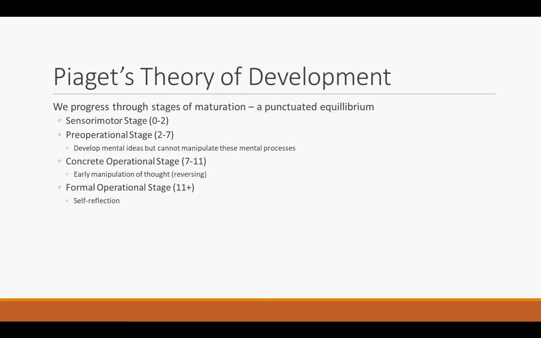But between the ages of 2 and 7, we can start to ask for things. We can start to talk. We're at what he calls a pre-operational stage. We can develop mental ideas of, like, food, give food, but we cannot manipulate these ideas.